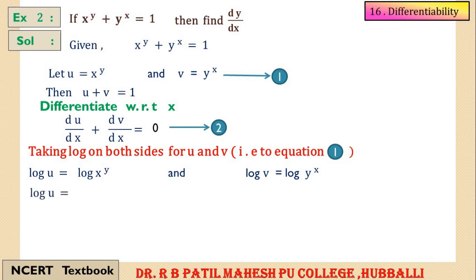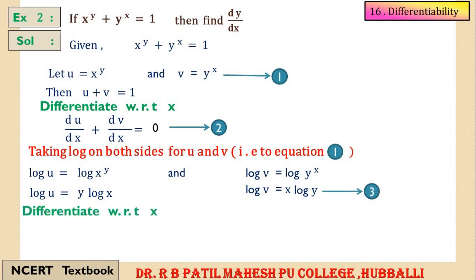So log u is equal to, using the property, this is multiplied to the log x term, that is y into log x. So here x is multiplied to log y. So here you differentiate with respect to x, the log u function. So this becomes 1 by u du by dx, and for y into log x, use the product rule: y as it is, log x is 1 by x, plus log x as it is, the y function derivative is dy by dx.